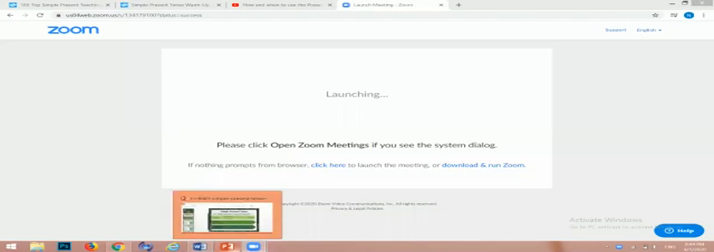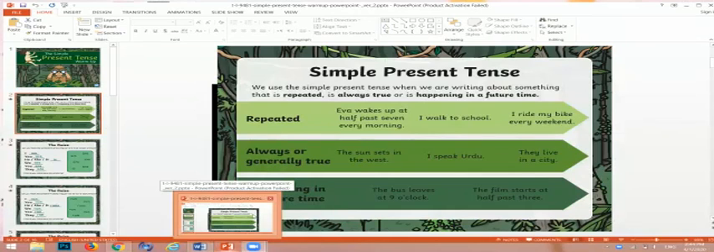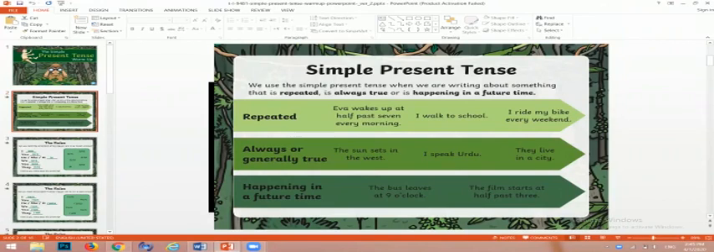Present tense and when to use it. So, first, let's start with when to use it. We use the present tense in three cases. The first one is something called repeated action. Second, always or generally true. Third, happening in a future time.